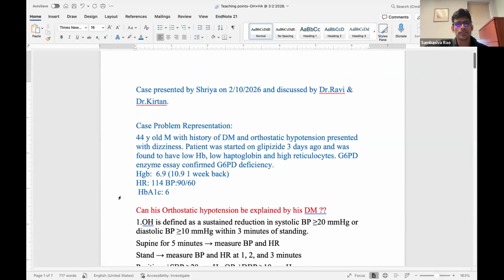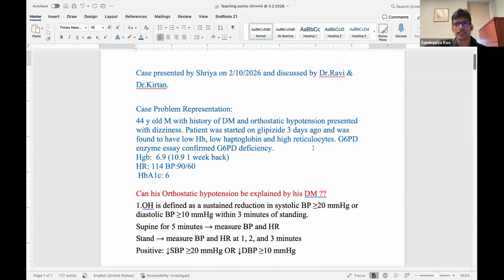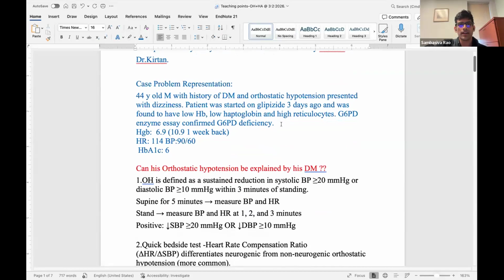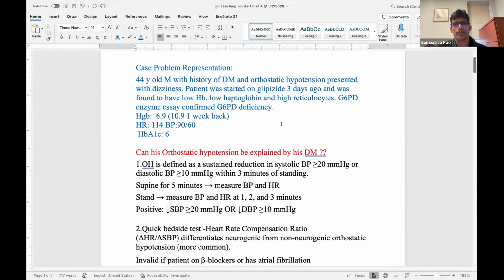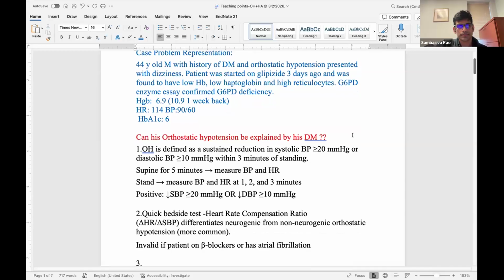Okay. So let's talk about the case by Shreya on February, Ravi and Ketan. In this case, a 44-year-old male with a history of diabetes and orthostatic hypertension presented with dizziness. The patient was recently started on a sulfonylurea, and later we found out that she has low hemoglobin, low hapto, and high retic count. And the diagnosis was a G6PD deficiency triggered by sulfonylurea exposure.